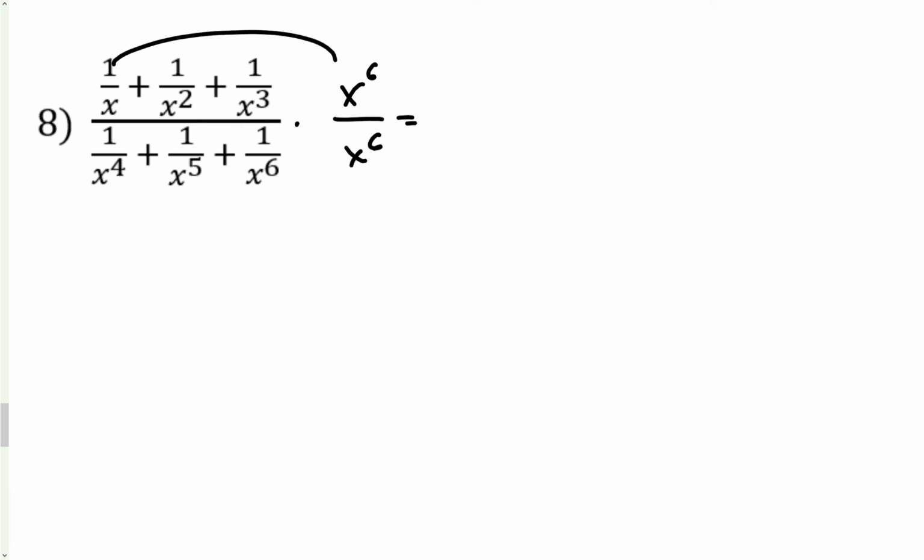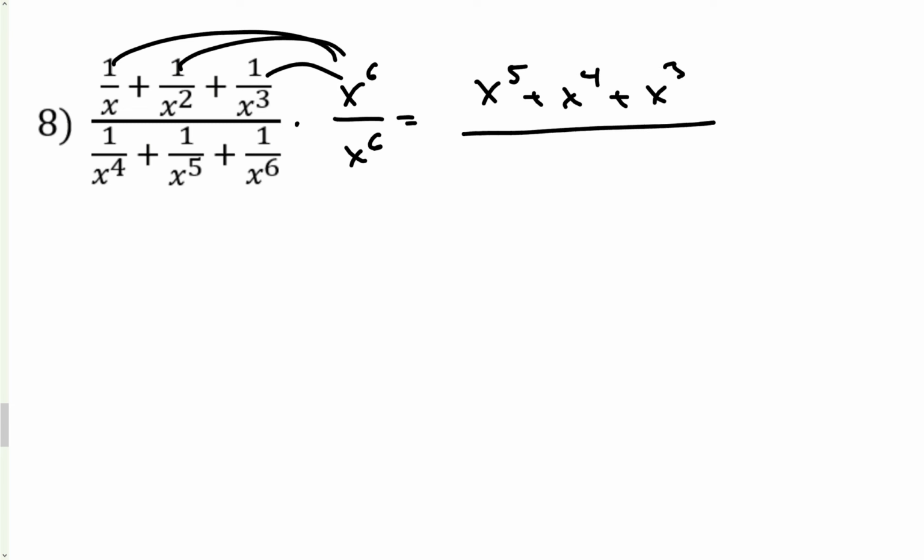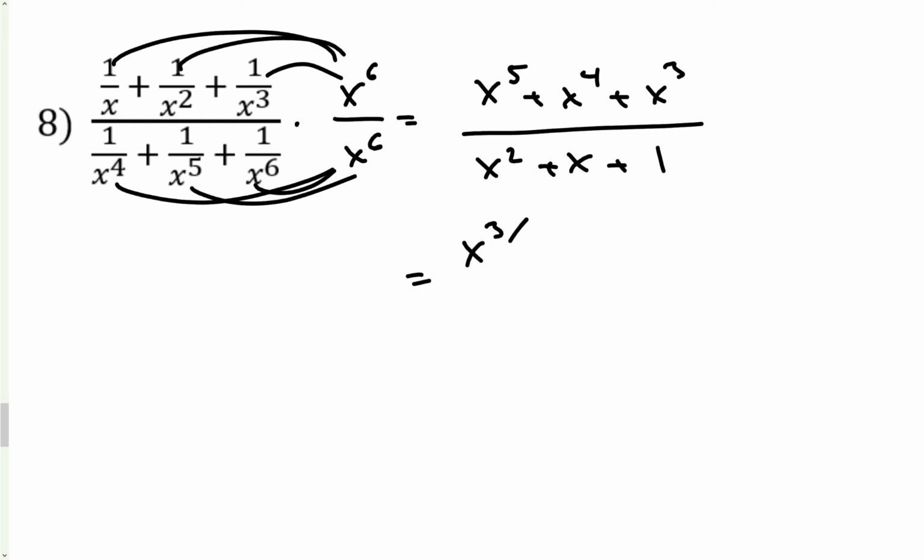When I multiply these, x to the 6th over x turns into x to the 5th. These, x to the 4th, and these, x to the 3rd, over, same thing on the bottom, x to the 6th over x to the 4th is x squared plus x plus 1. Okay. Well, look here. We can factor out an x to the 3rd. And that leaves me with x squared plus x plus 1 over x squared plus x plus 1.